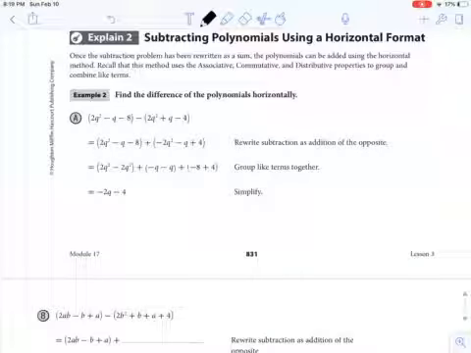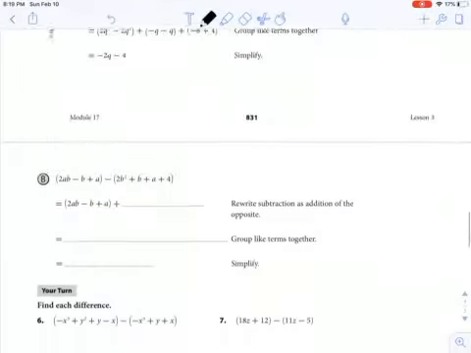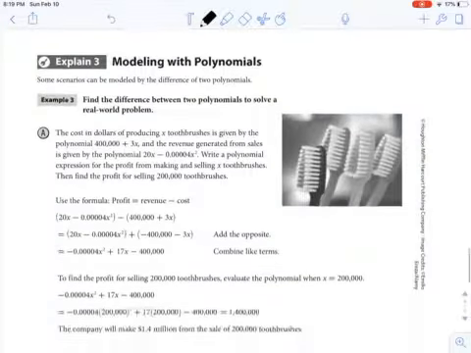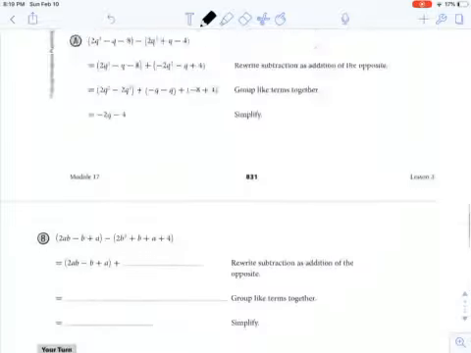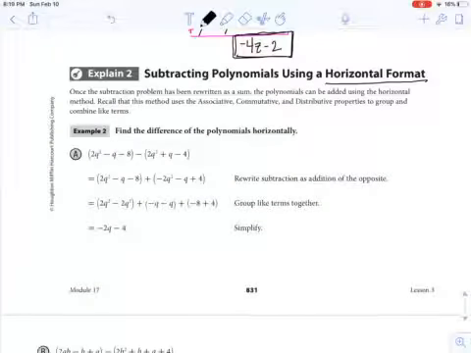So we're going to continue on with 17.3. We're just going to be looking at Explain 2, which is subtracting polynomials using a horizontal format. So we are going to be on page 831, and we will go into page 832. Let's go ahead and take a look at Example 2. I just want you guys to watch here as we go through this.